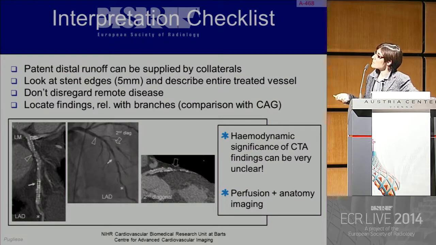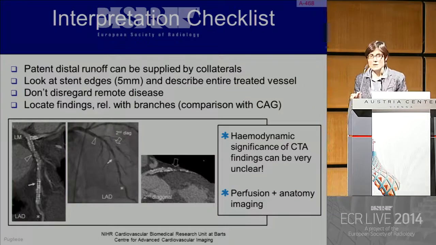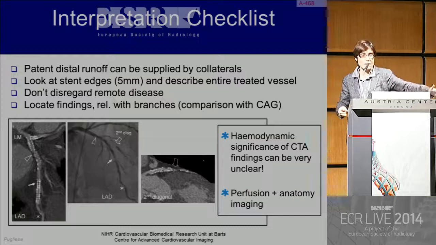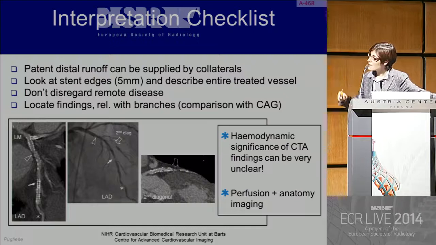So these are possible sites where intimal hyperplasia can happen. Okay, we need to describe them. Actually, we need to describe the entire treated vessels and remember to locate findings and the relationship with side branches, which makes the comparison of the findings, especially with other tests that the patients may have had previously, very, very important. Otherwise, what we write in our report becomes difficult and impenetrable to the cardiologists. And finally, don't disregard remote disease, because that may be the cause of patient symptoms, and it may be anyway very relevant in defining the options for treatment for that patient.